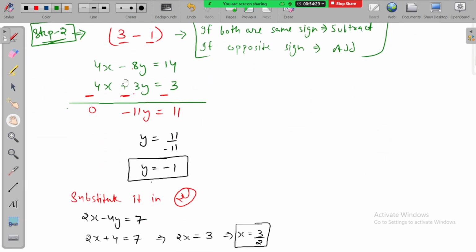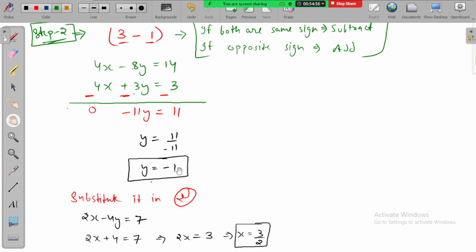While subtracting, just change the sign of the equation that you're writing at the bottom. So we are doing 3 minus 1. Equation number 3 is written at the top, equation number 1 at the bottom, and then we change their signs. 4x was previously positive, so I put a negative sign. 3y was positive, I put a negative sign. 3 was positive, I put a negative sign. So we subtracted them, we got 0. Negative 8 and negative 3 give negative 11, and then we got a y value of negative 1.